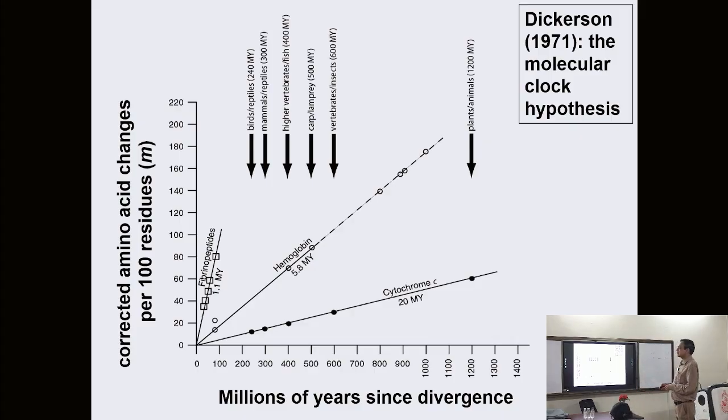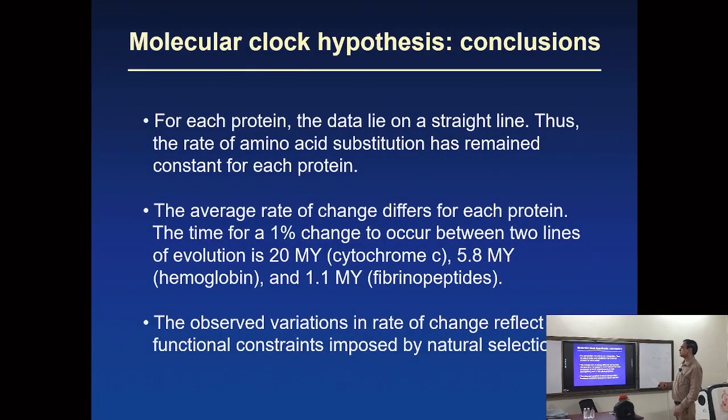Similarly, for hemoglobin, for 1% change it takes 5.8 million years. For fibrinopeptides, it takes 1.1 million years. So fibrinopeptides are evolving faster than hemoglobin and cytochrome C. Again, you will say that there are fewer functional constraints on fibrinopeptides compared to hemoglobin and cytochrome C, and that's why this is happening.